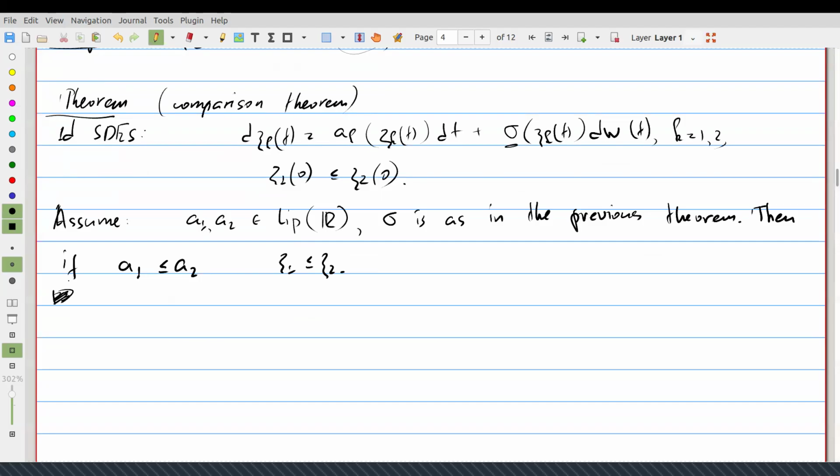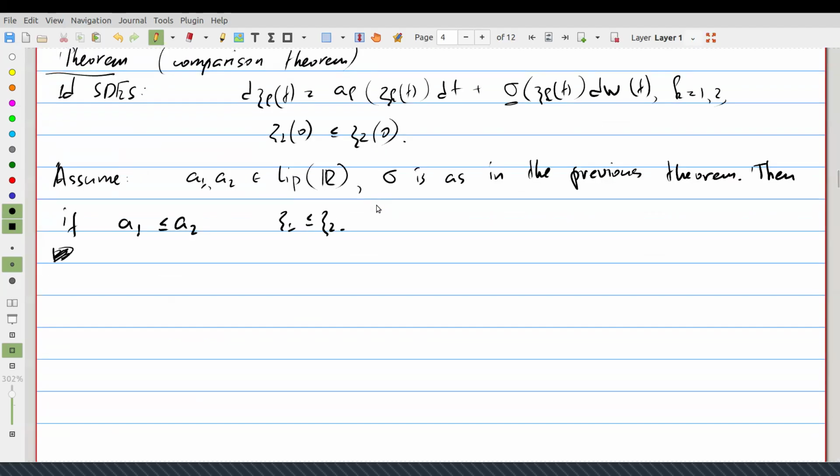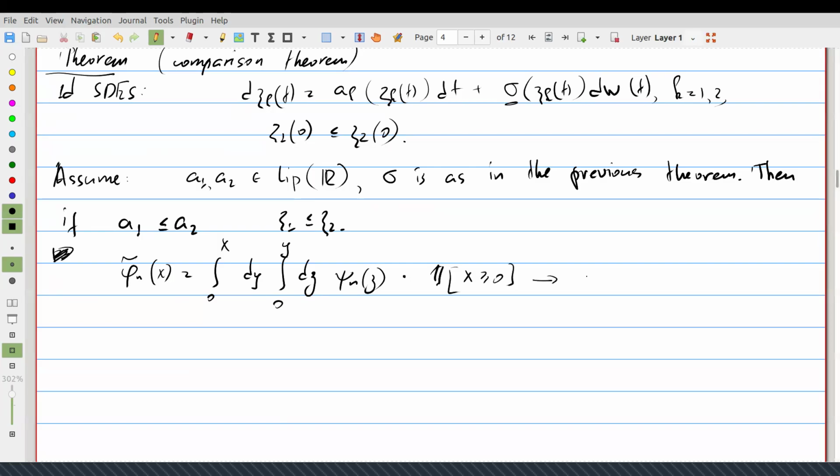Again, if you need, you can do localization, but we already did that a number of times. You just define the time where any of it goes above some level and write down everything up to that time. And here you define new functions phi n of x, dy, dz psi n of z, where psi n's are exactly this from the previous proof, times indicators that x is greater than 0. And this is going to converge to just this. And you will use Itô's formula again, and you will conclude that this holds.